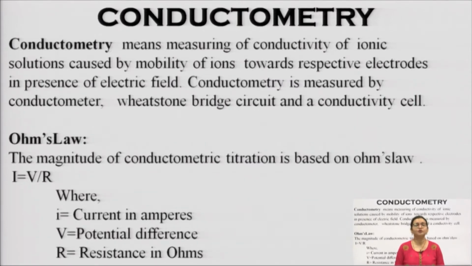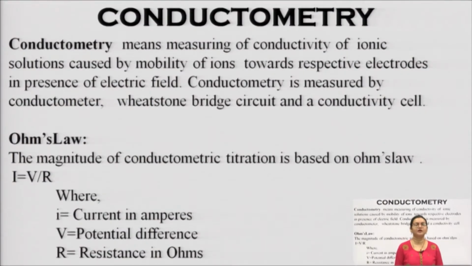So, we will use this Ohm's law, or Ohm's principle, in the determination of our conductometric titration. What does Ohm's law imply? According to Ohm's law, there is a relationship between the current generated and the voltage, which again depends on the number of analytical ions, or the number of charges, inside the electrolytic solution in which the electrodes are dipped. So, what is Ohm's law?